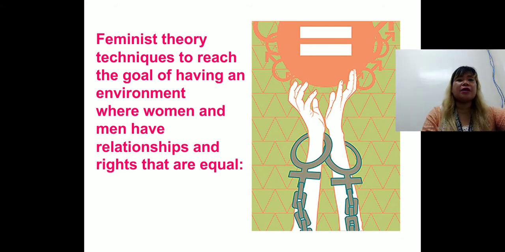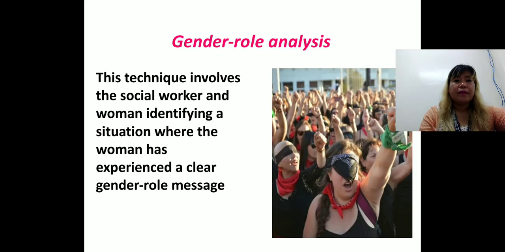So feminist theory techniques: there are techniques to reach the goal of having an environment where women and men have relationships and rights that are equal. First is the gender role analysis. This technique involves the social worker and woman identifying a situation where the woman has experienced a clear gender role message. So, analyzing the gender role message, what would be its effect to the person? So, you will make the negative statement to positive.